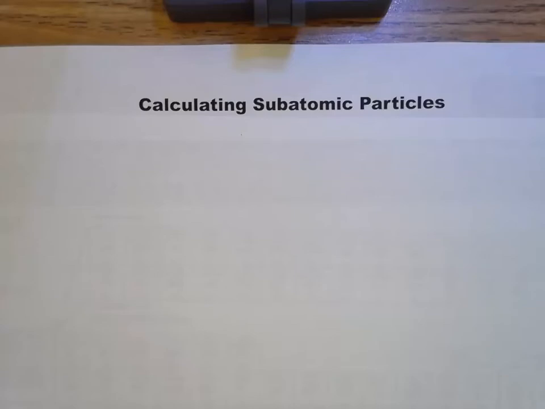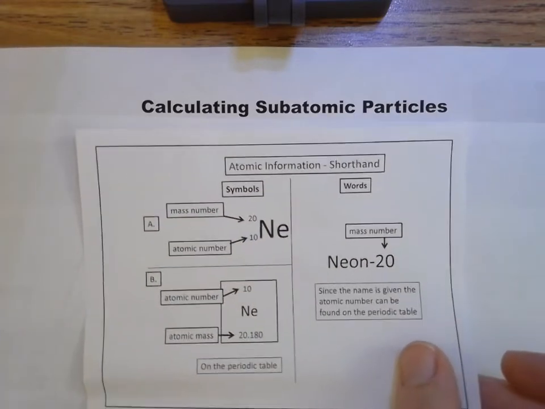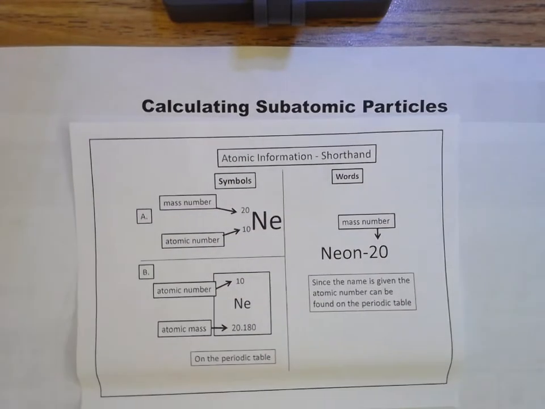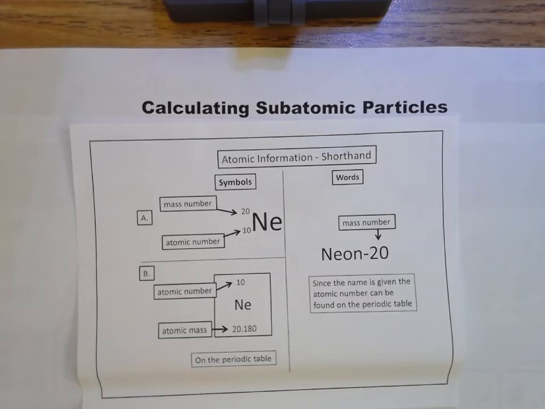Today we are going to learn how to calculate subatomic particles using information from the periodic table as well as some other atomic information shorthand. You have this in your notebook. I'm going to highlight some things that are common. Here are some different formats that we write elements and some information that we need in order to calculate subatomic particles. These are symbols and this is words. I'm going to highlight similar vocabulary.